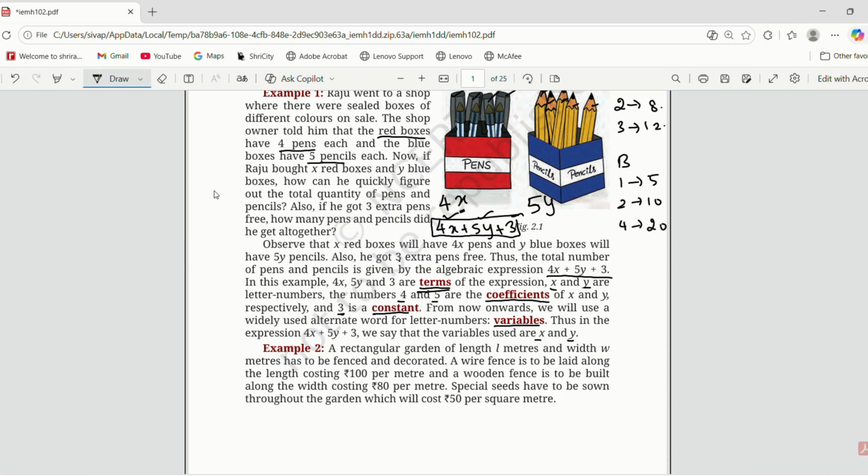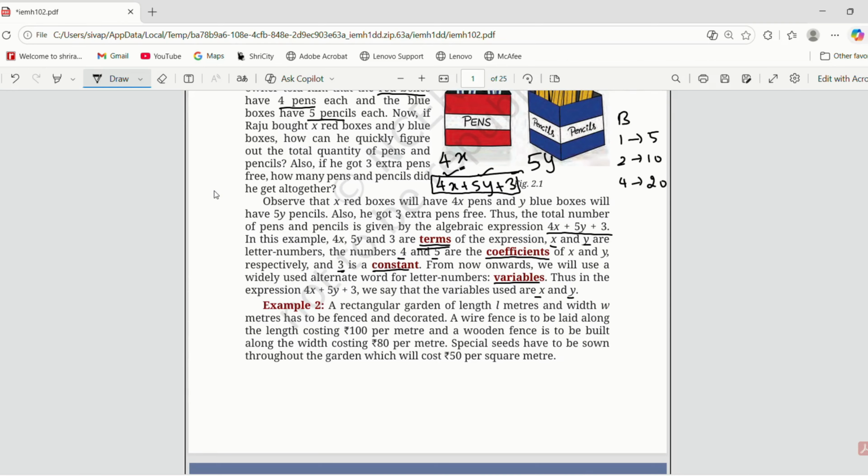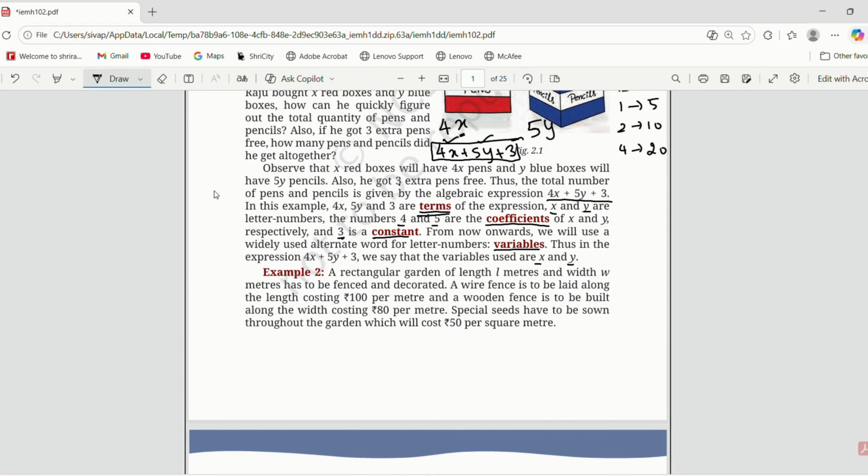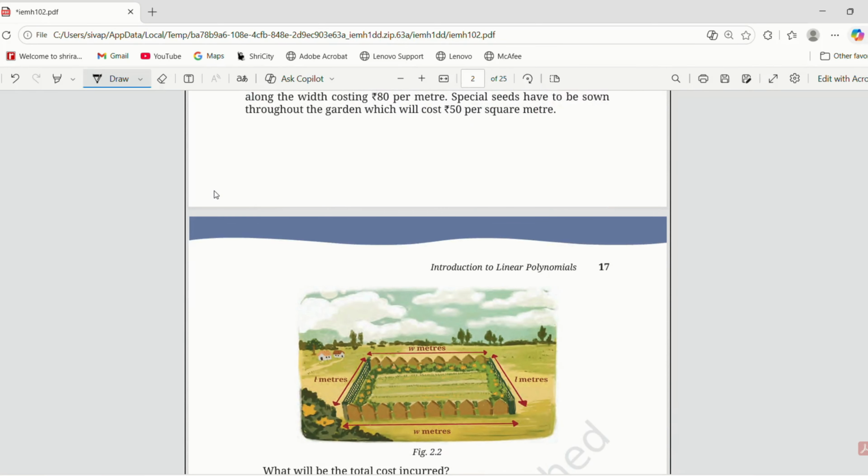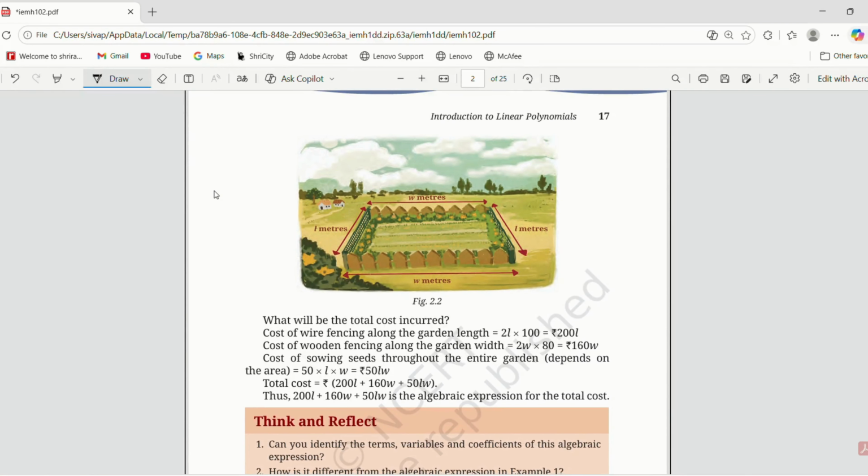In our next example, a rectangular garden of length L meters and width W meters has to be fenced and decorated. A wire fence is to be laid along the length, costing rupees 100 per meter, and a wooden fence is to be built along the width, costing rupees 80 per meter. A special seed is to be sown throughout the garden, which will cost rupees 50 per square meter. So what we are supposed to find here is the total cost incurred.